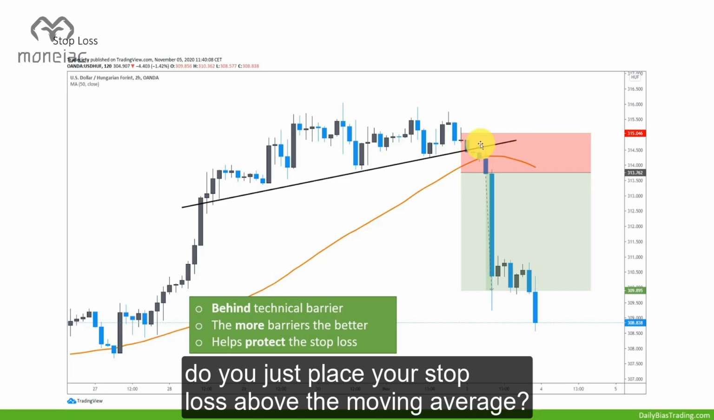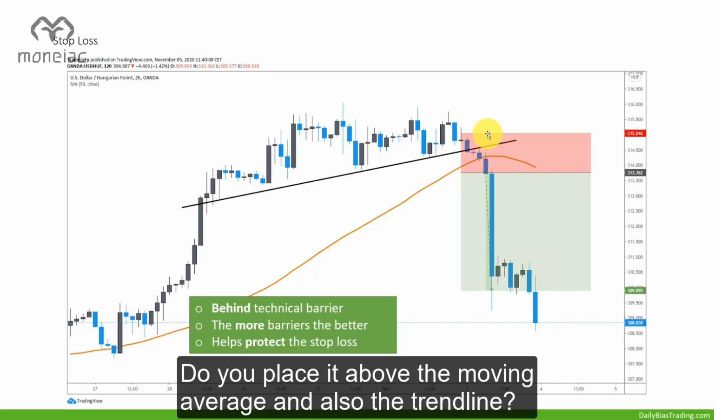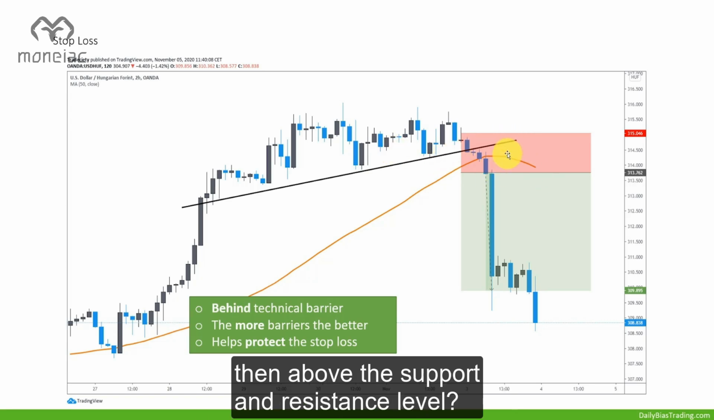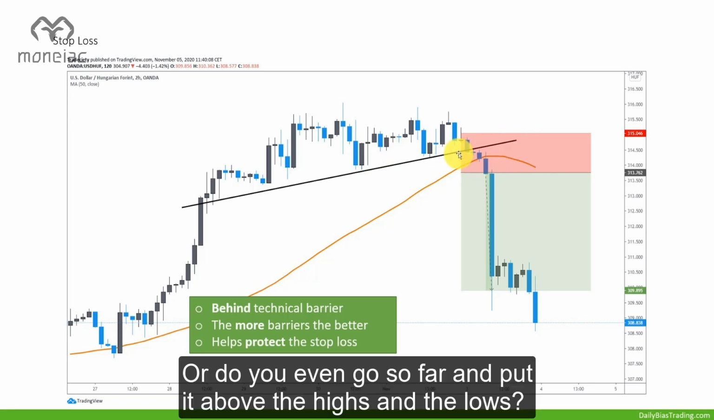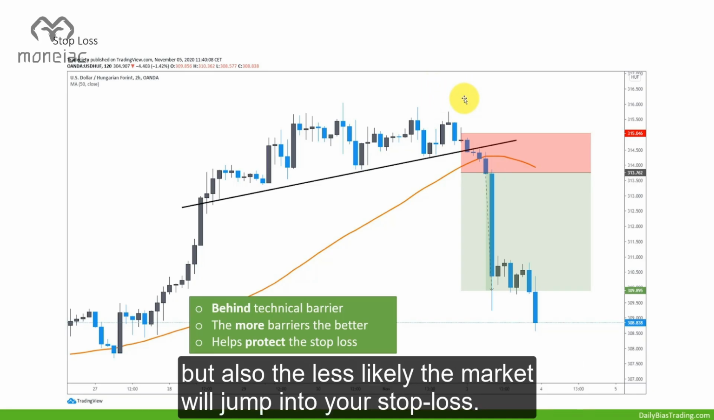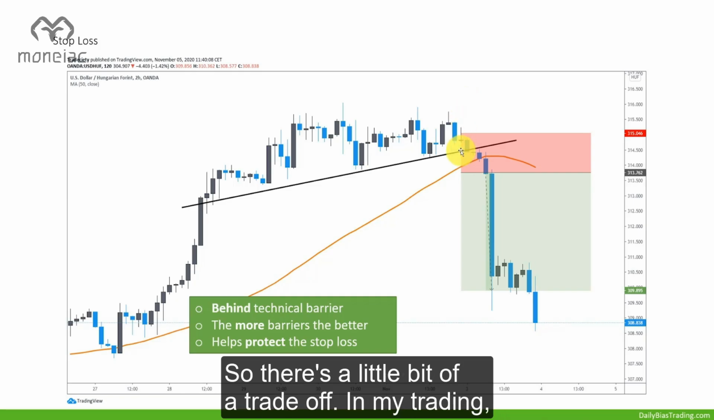Do you just place your stop loss above the moving average? Do you place it above the moving average and also the trend line? Or when you have a diagonal or a horizontal pattern, then above the support and resistance level? Or do you even go so far and put it above the highs and the lows? Obviously, the further away the stop loss is, the lower your reward to risk ratio, but also the less likely the market will jump into your stop loss. So there's a little bit of a trade-off.